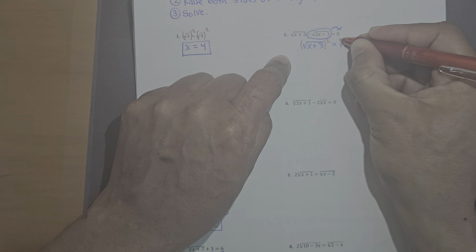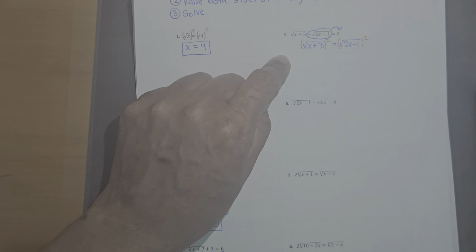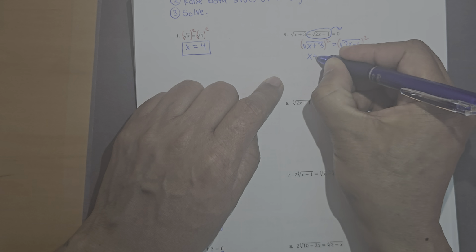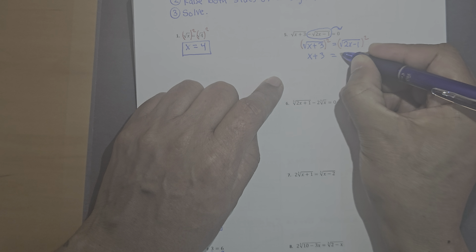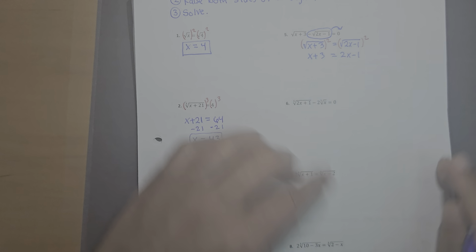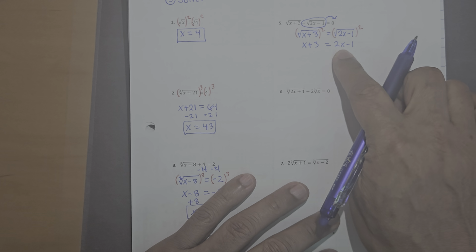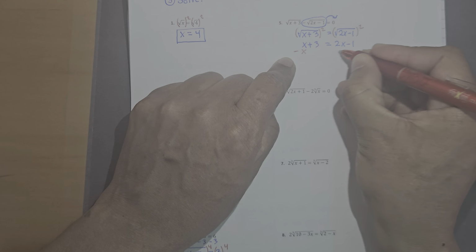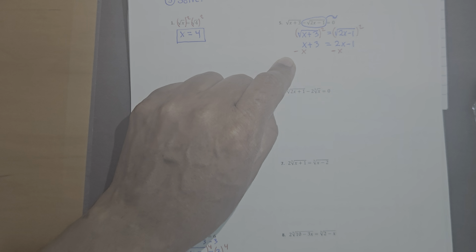So the square of this side and also the square of this side. Then that gives us only the radicand of this side, which is x plus 3, and this one is 2x minus 1. Since I have 2x's on this side, I'm going to subtract this x from both sides. So minus x here and minus x on the 2x.